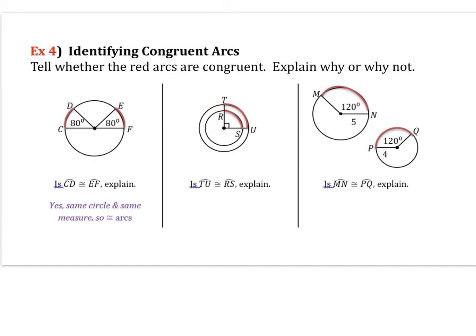All right, our second example, we have arc TU congruent to arc RS. Well, we don't have the same circle, although they have the same center, and these two arcs are sharing the same central angle, which is 90 degrees. But since they are not the same circle, not congruent circles, then we do not have congruent arcs. And then our last example is arc MN congruent to arc PQ. Again, equal central angles, but our radii are not the same, therefore our circles are not congruent, therefore our arc measures are not congruent either.